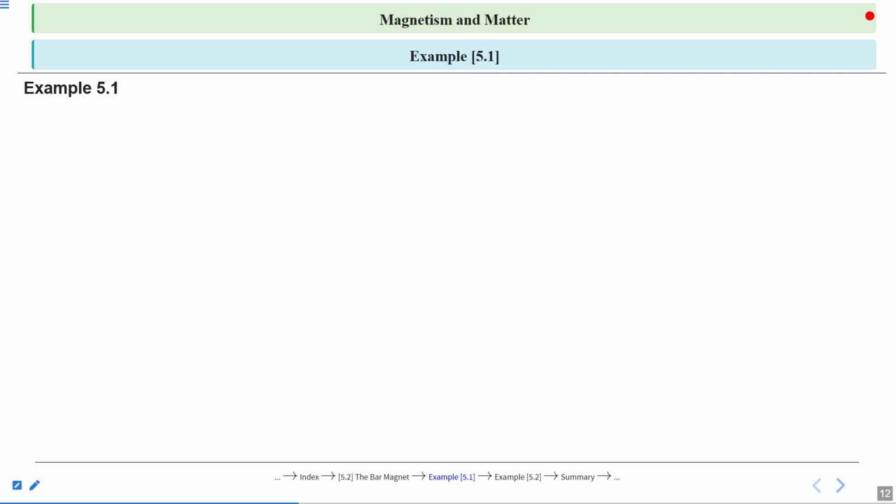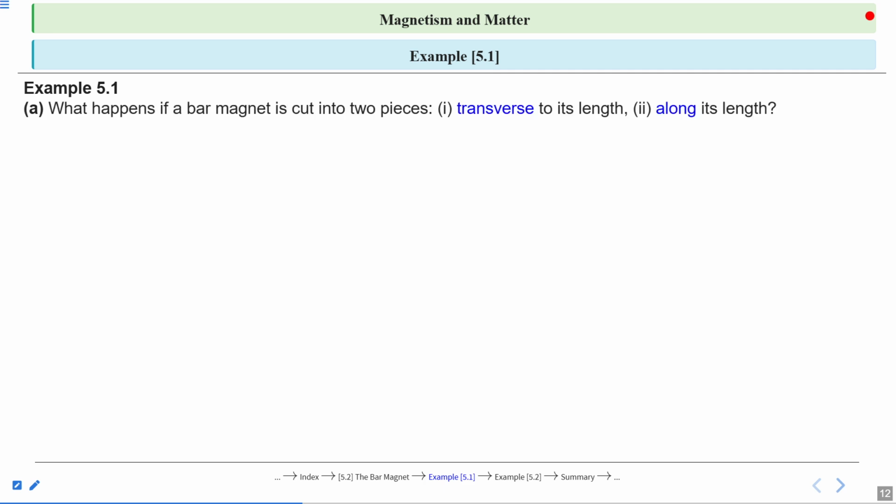So example 5.1. What happens if a bar magnet is cut into two pieces? First, transverse to its length, transverse means perpendicular to its length, and from midway. And second is along its length. So what happens? These are the two cases.